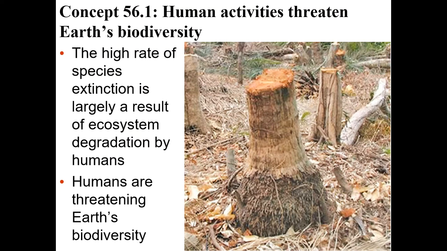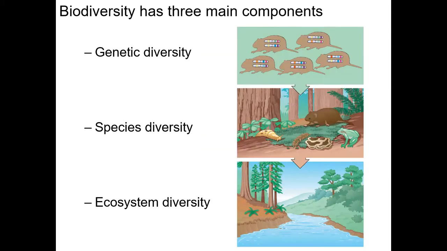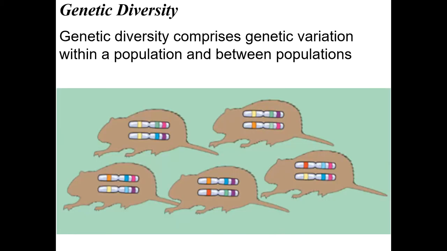Human activities threaten Earth's biodiversity, and we're going to look at threats to biodiversity, but first let's look at what biodiversity is. Biodiversity has three aspects: genetic diversity, species diversity, and ecosystem diversity. We're going to look at each of these in turn. First of all, genetic diversity.